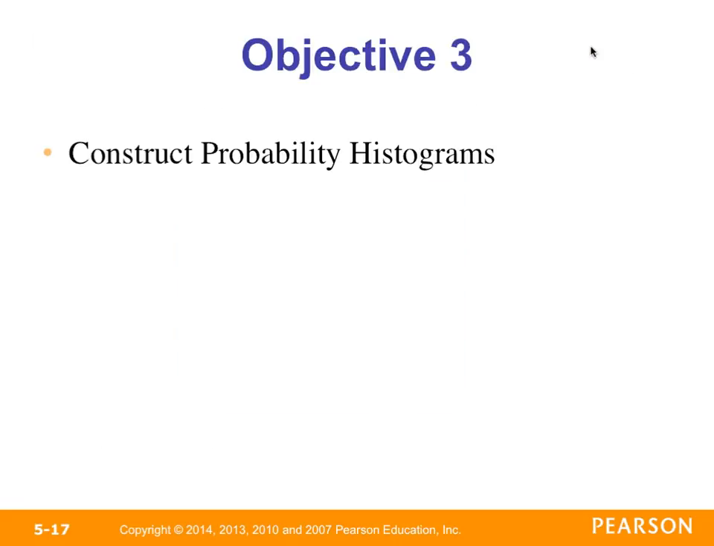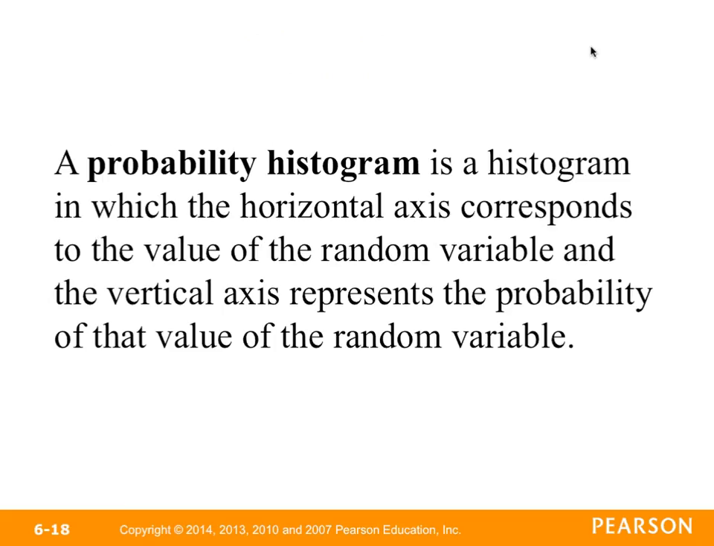All right, objective 3 is to construct a probability histogram. We looked at histograms when we talked about visualizing data back in a previous chapter, and this is pretty much the same thing, except a probability histogram is just a histogram where the horizontal axis corresponds to all the values of your random variable, and the vertical axis represents probabilities. That's why it's called a probability histogram.